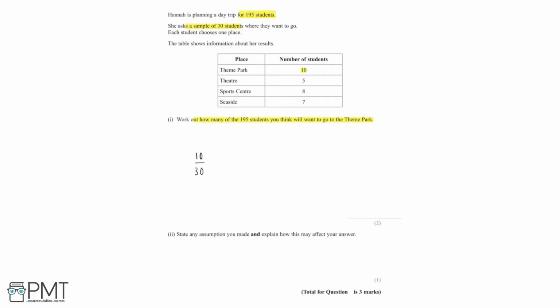And now to find how many of the 195 students you think will want to go to the theme park, we need to multiply both the numerator and the denominator by 6.5. Because 30 multiplied by 6.5 is equal to 195. And so we'll end up with 65 out of 195. And so we've used the fact that 10 students out of a sample of 30 students wanted to go to the theme park, and so using this multiplier of 6.5, we found that 65 students out of the 195 students will want to go to the theme park, and so we can write down our answer of 65.